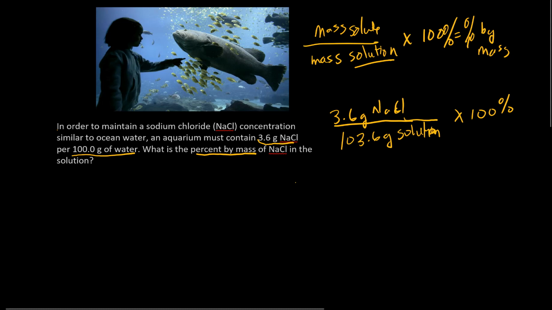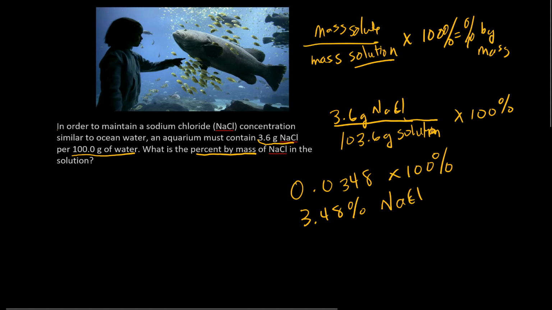Okay, and as an answer we get 0.0348 times 100%. And that's going to come out to be 3.48%. So this would be our percent by mass NaCl in that solution, okay? And technically we would round that to only 2 decimal places because we have 2 decimals there, so that'd be 3.5% NaCl. Now just to be clear, had you put 3.6% NaCl, that would have been incorrect in this case, okay? Because you need to make sure that you use the entire solution in your denominator.